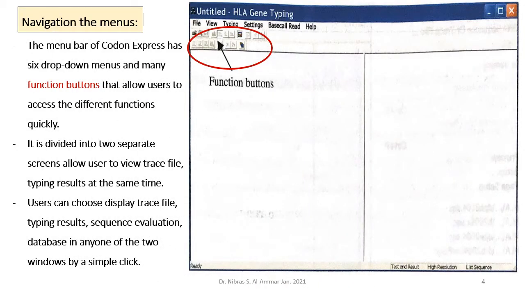Now, navigating the menus. The menu bar of Codon Express has 6 drop-down menus and many function buttons that allow the user to access the different functions quickly. It's divided into 2 separate screens, allowing the user to view the trace file and typing result at the same time. Also, the user can choose to display the trace file, typing results, sequence evaluation, or database in either of the 2 windows by a simple click.